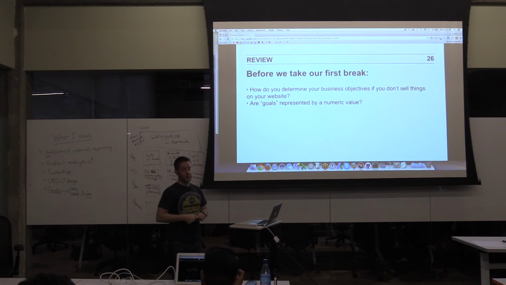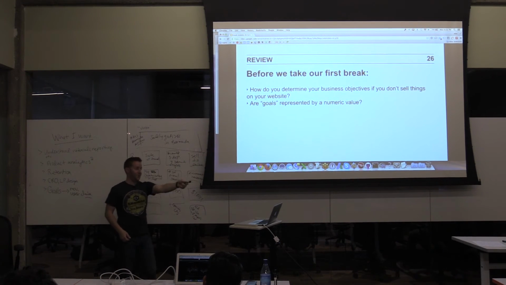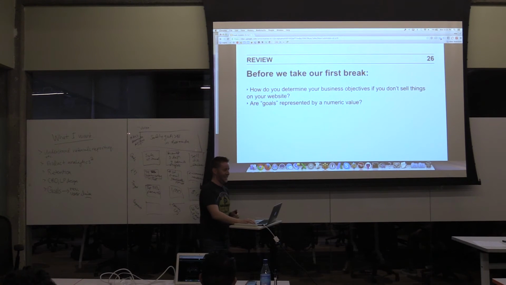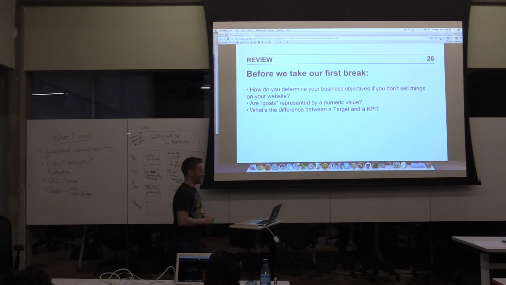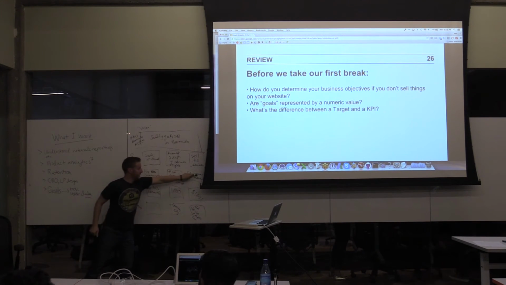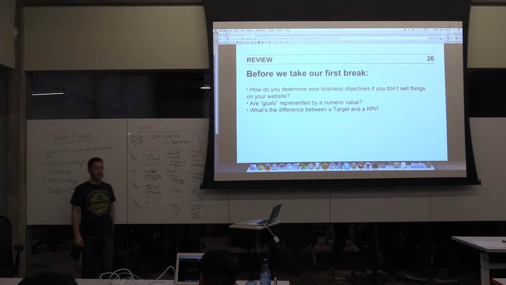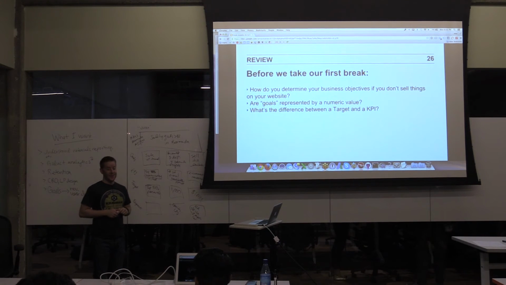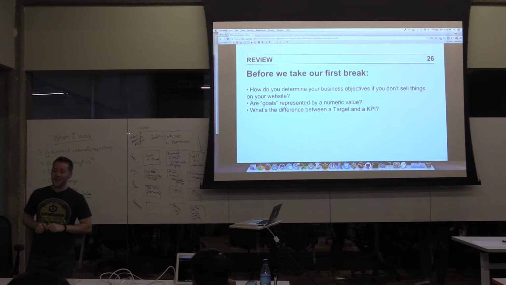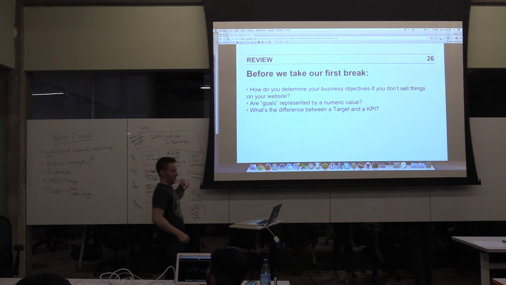This is a yes or no question. Are goals represented by a numeric value? Goals. No. Yes. No. And last but not least, what's the difference between a target and a KPI? So the KPI is in the middle row. Target is this thing with numbers here. One is numerical, the other is the definition of one. Perfect. You totally caught that comment that I just made.